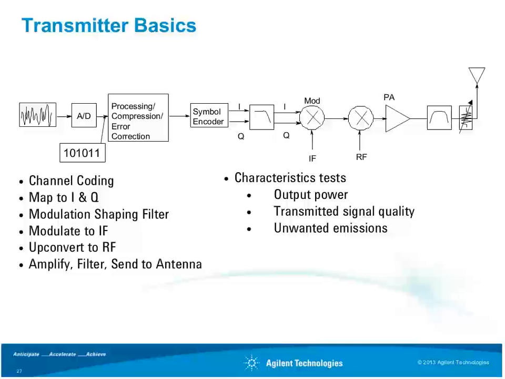So we start with channel coding, where there's error correction, interleaving, and some processing which puts it into the frame structure. That's followed by symbol encoding, where we map the serial input stream into I and Q baseband signals. And then there's a modulation filter. In many of the previous standards, that would be a Nyquist filter, and we use that to ensure that we have accurate data transmissions.